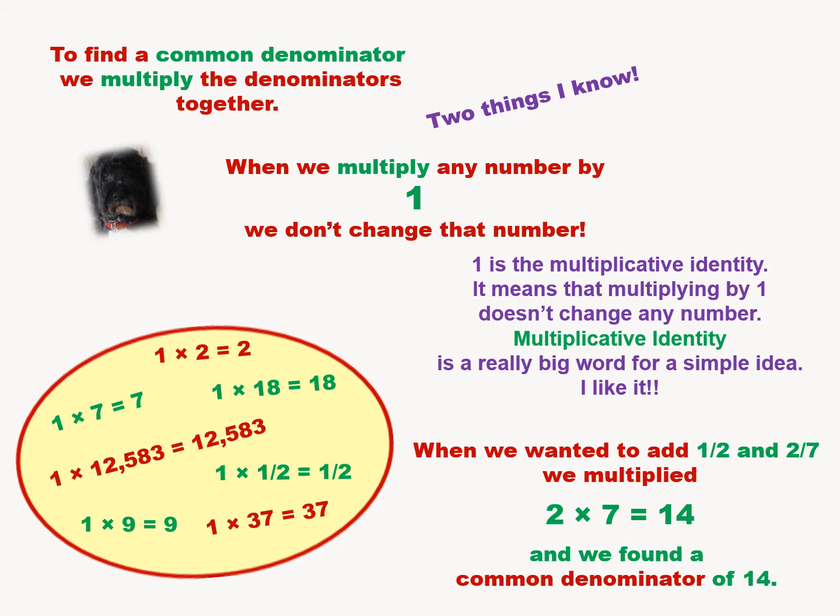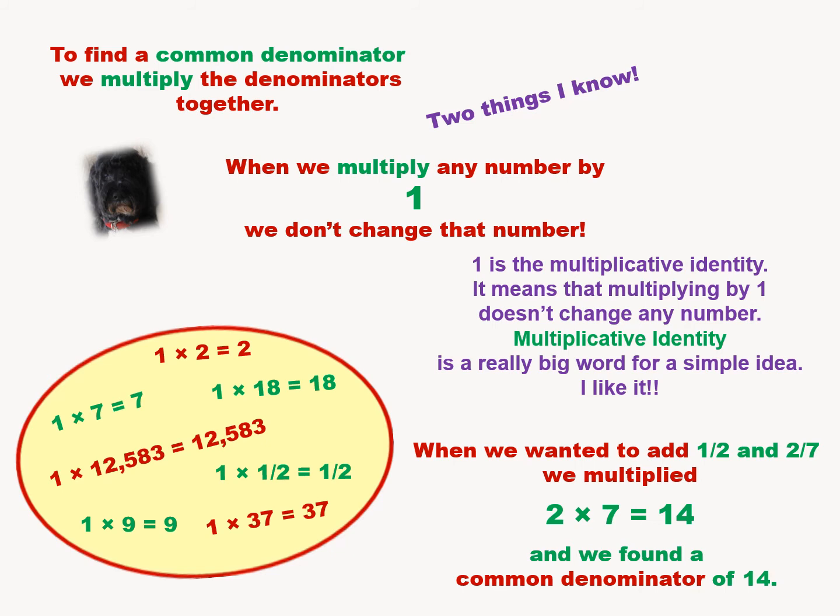1 is the multiplicative identity. Sam likes using that word, but it's really a big word for a simple idea. Anything multiplied by 1 does not change.